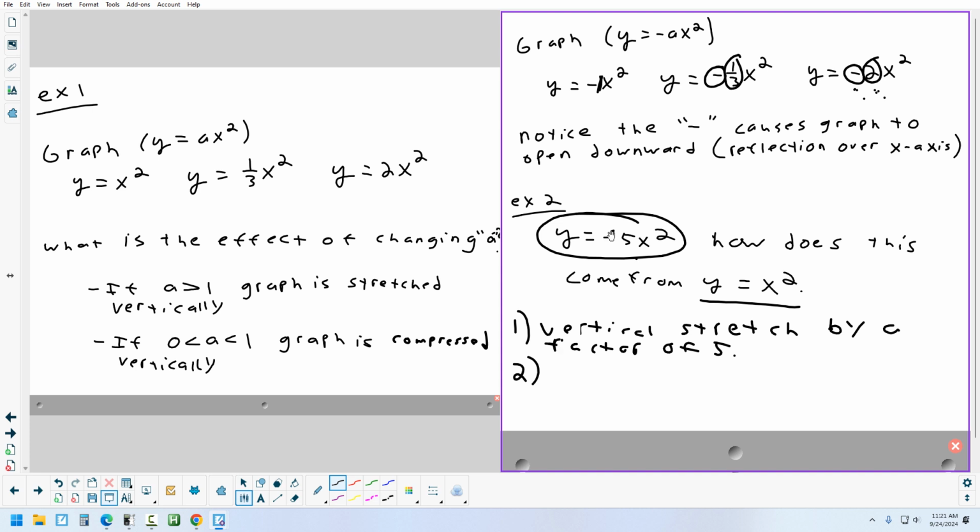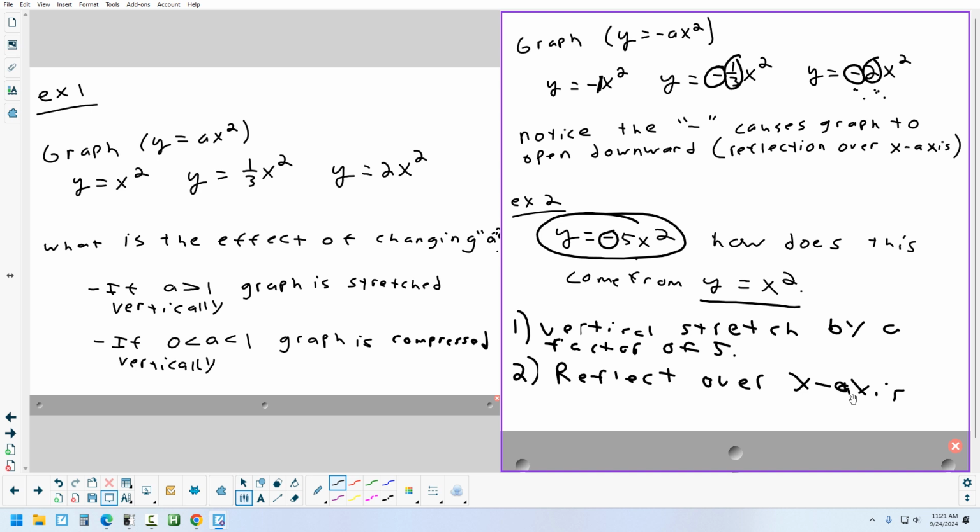Now the second thing is that negative. What's that negative going to do? Remember, it's a negative in the front, which we just wrote down. Yep. It's going to make it reflect over the x-axis. So that's reflect over x-axis.